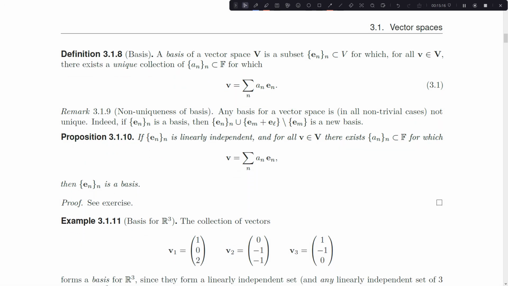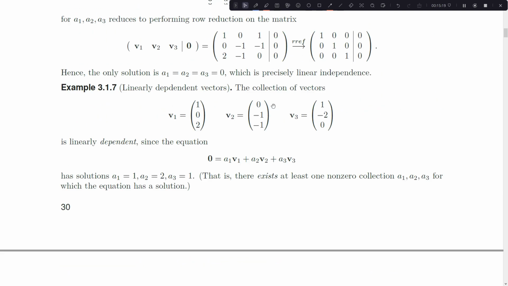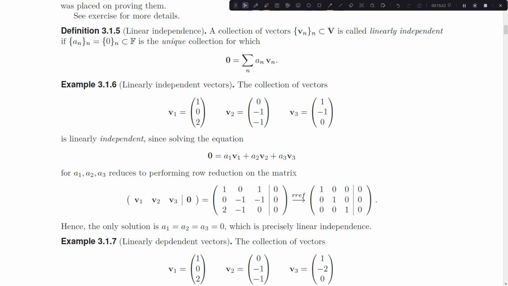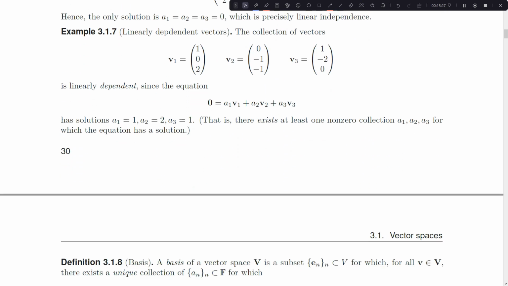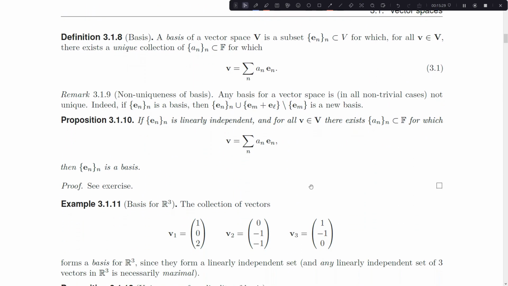So this is a classic example of a basis in R3. That's because it's three vectors, and we saw above that these three vectors were in fact linearly independent. So a collection of three linearly independent vectors in R3 forms a basis.